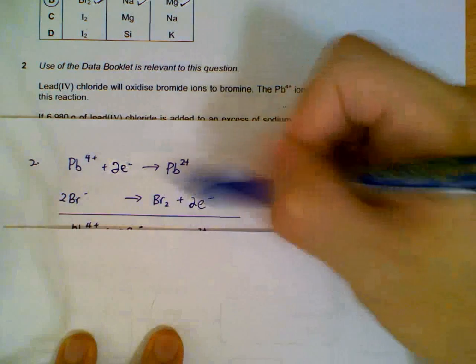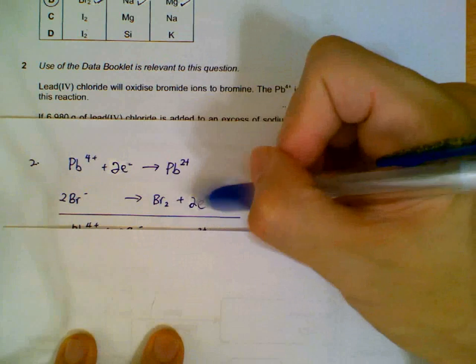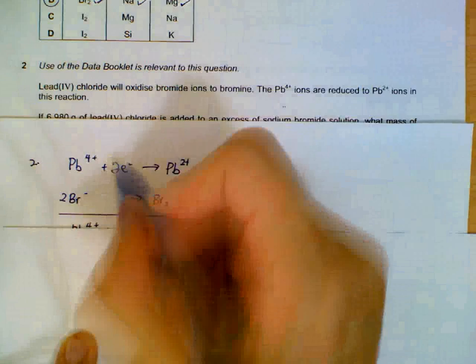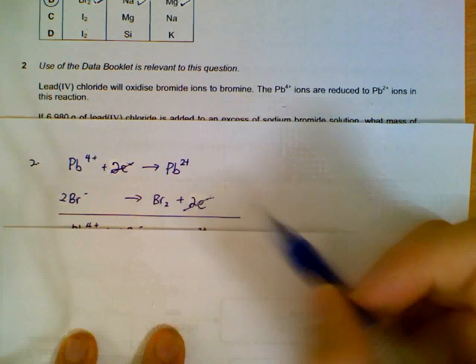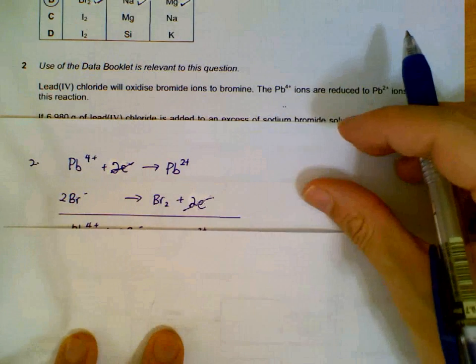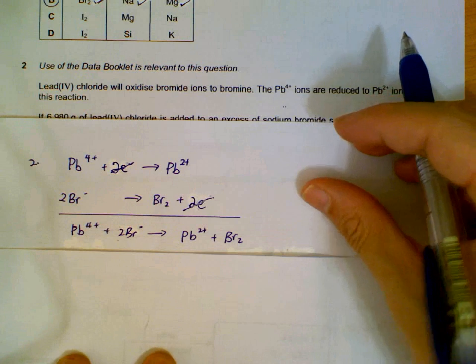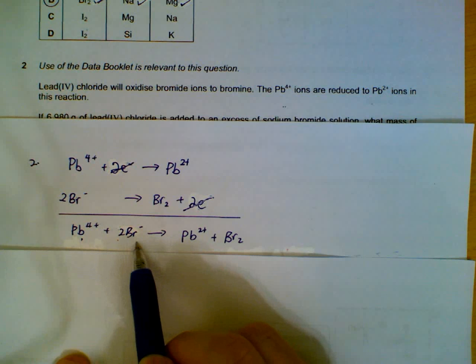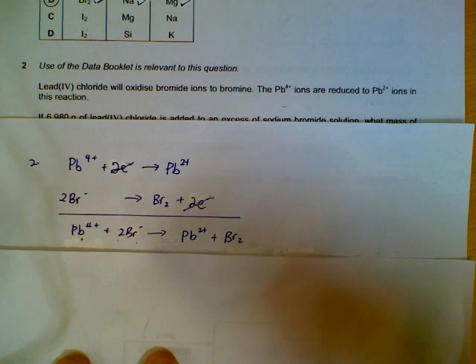Before we merge these two equations together, we have to make sure the electrons are the same number. In this case, they are the same, so we can actually put them together for an overall equation that has 1 mole of lead-4 plus reacting with 2 moles of lead bromide. Now we have this info.